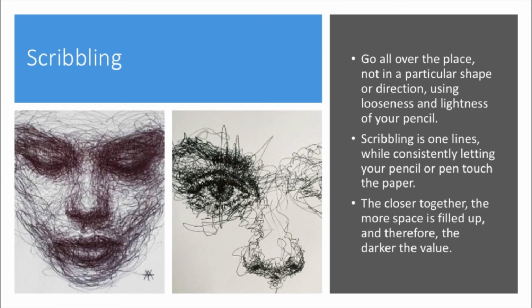Then there's scribbling. You've probably heard of that. You go all over the place, not in a particular shape or direction, using looseness and lightness of your pencil. Scribbling is one line, so you don't let go of the paper. You're consistently letting your pencil or pen touch the paper. You don't let go. The closer together, the more space is filled up, and therefore the darker the value.